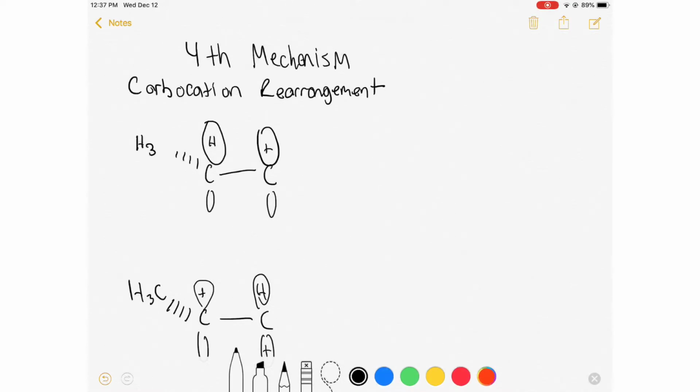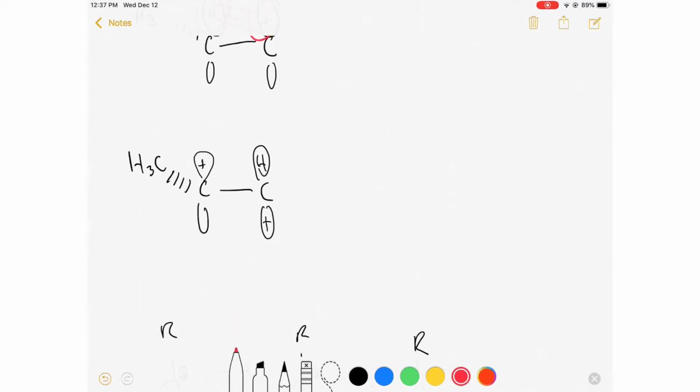And now we move on to our fourth mechanism, carbocation rearrangement. First, let's take a look at why this mechanism works in the first place. As you can see here, we have a structure that has a hydrogen and a carbocation charge. As you can see here, they're in the same p orbital, so they can easily switch places. When they do switch places, there's a carbocation in the place of the hydrogen.